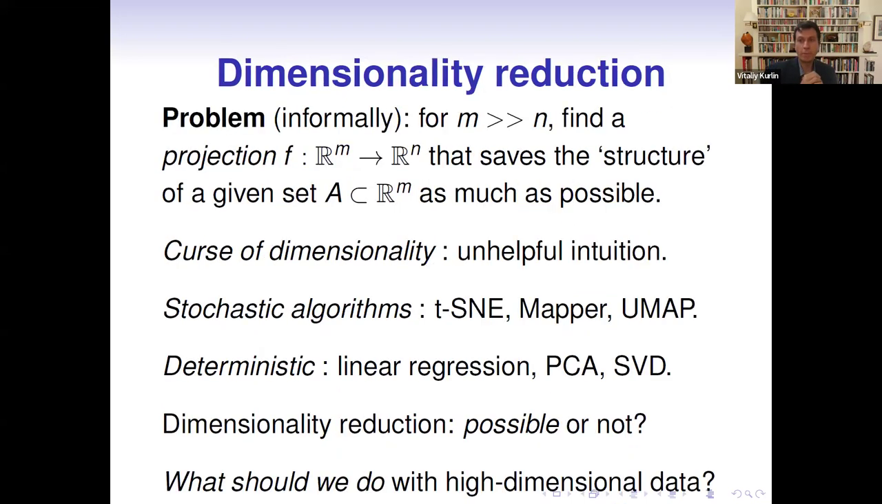Then, what's the problem informally? Informally, we have two dimensions, M, which is much larger than N. That symbol means that M is really high and N is relatively small. So we'd like to find a projection from a much higher dimensional space to a lower dimensional space, usually dimension two or three, that somehow preserves the structure of a given subset as much as possible. Of course, this is a rather informal statement, because the word structure here requires clarification.